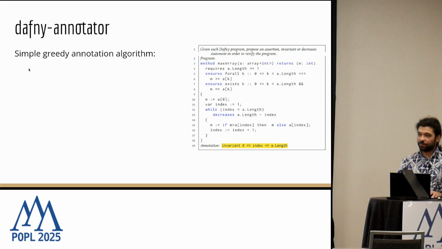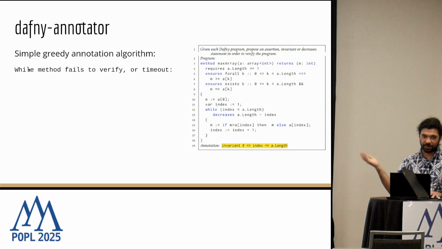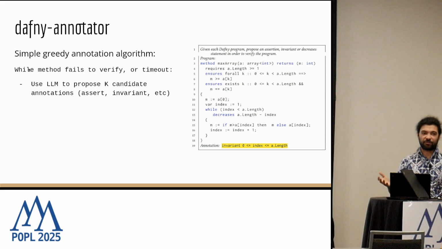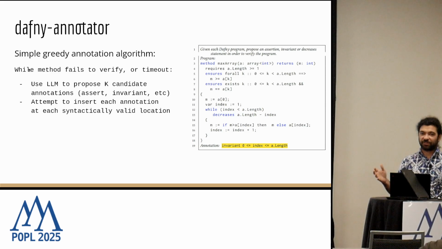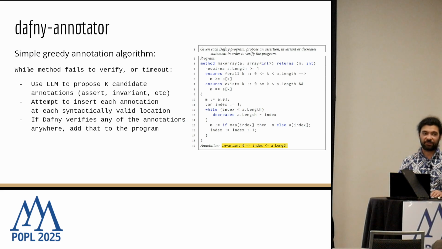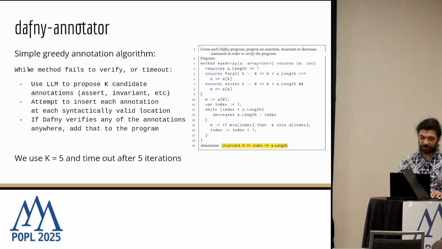OK, so we'll repeat this very simple greedy annotation algorithm while the method is timing out or still not fully verified. We'll use the LLM to propose a set of candidate annotations to add to this method. We'll attempt in parallel to insert these annotations at each of the syntactically valid positions to lower the burden on the language model to actually localize where to do this. And then if Dafny accepts that annotation anywhere, we'll add it there and repeat this until either we verify the method or we time out. In our particular experiments, we use 5 iterations and 5 candidates each time.